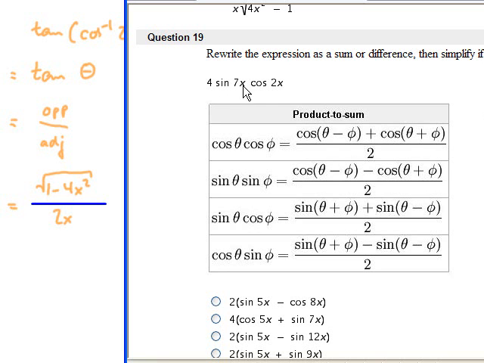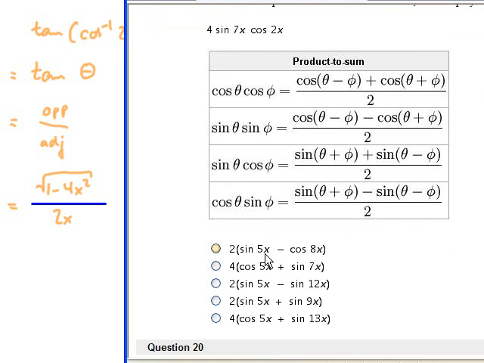So 4 sine 7x cosine 2x, and I have to write it as a sum or difference. It can be argued whether it looks simpler when I'm done or not, but that's what this particular problem wants me to do, so it's supposed to look like one of these here. So sine 7x cosine 2x is going to be this one here, so that's what I'm going to use, and of course the 4 is just going to be in the front.